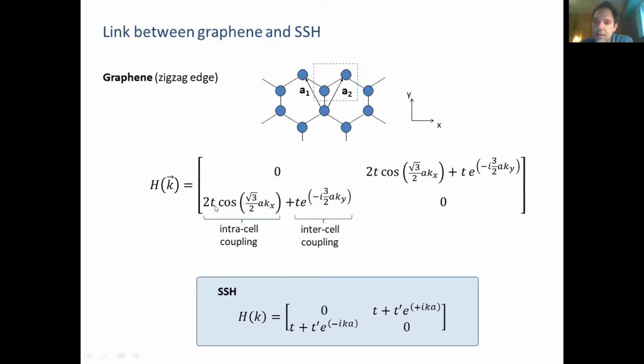So what it says here is that for each value of Kx, we have a chain along y that is isomorphic to an SSH. So graphene can be thought of as a succession, a concatenation of different SSH lattices along y for different values of Kx. And what is interesting is that the intra-cell coupling will depend on Kx. And so for some value of Kx, the intracell will be either stronger or weaker than the intercell coupling. So we will have a topological phase transition.